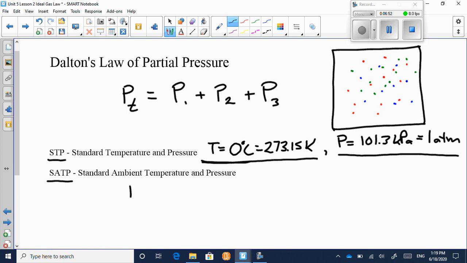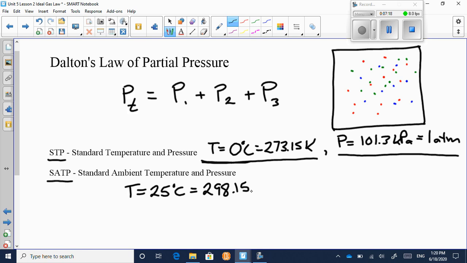And for this one, the temperature is 25 degrees Celsius, and that is 298. Oh, again, I apologize. I don't get phone calls all day, and then I've had 2 in the course of this lesson, so my apologies.